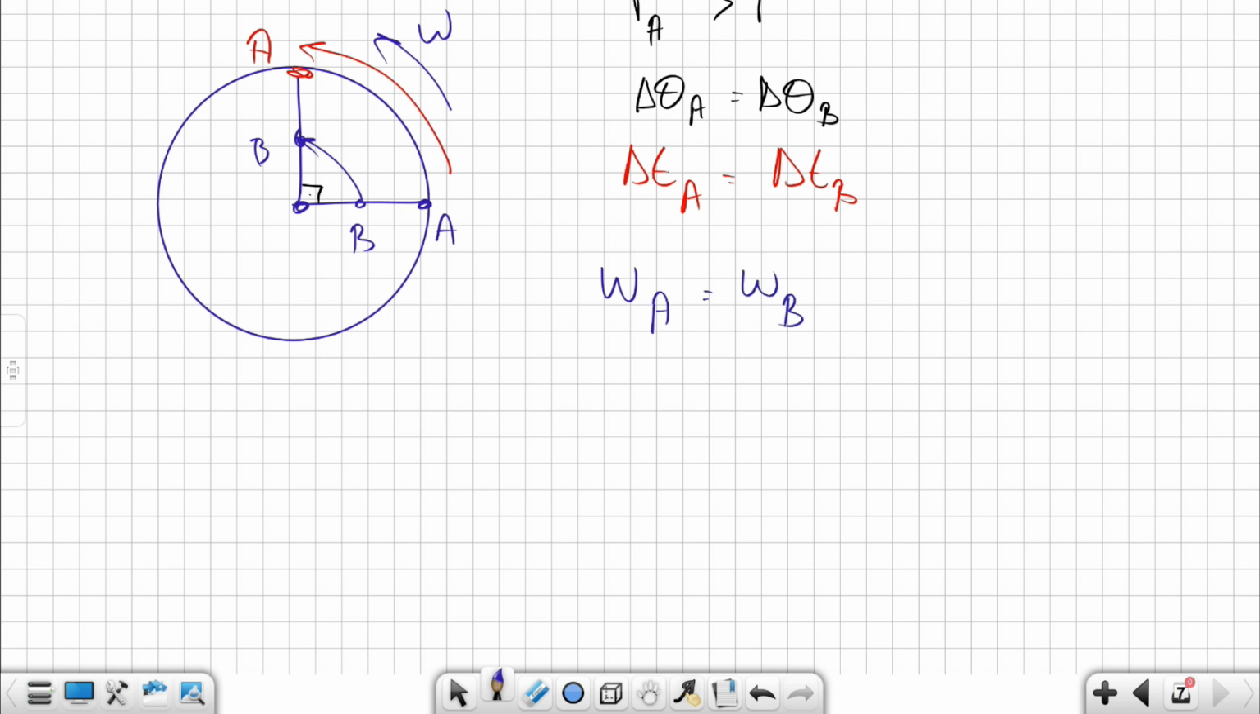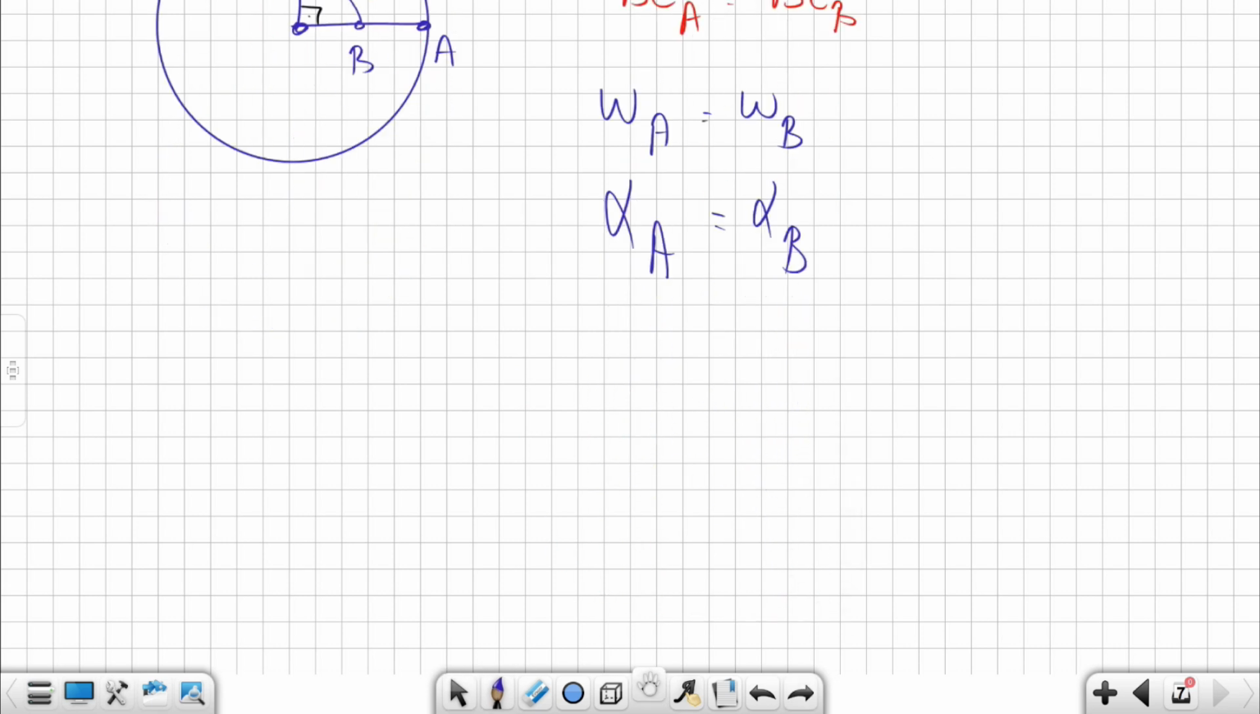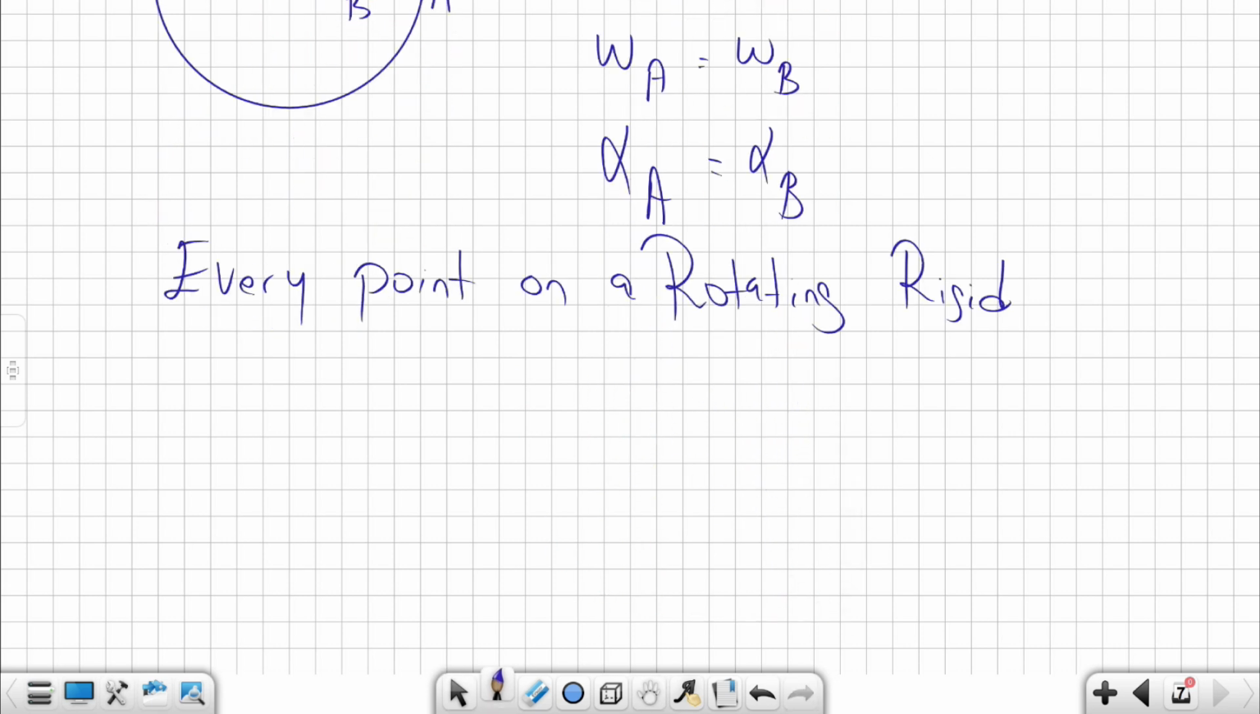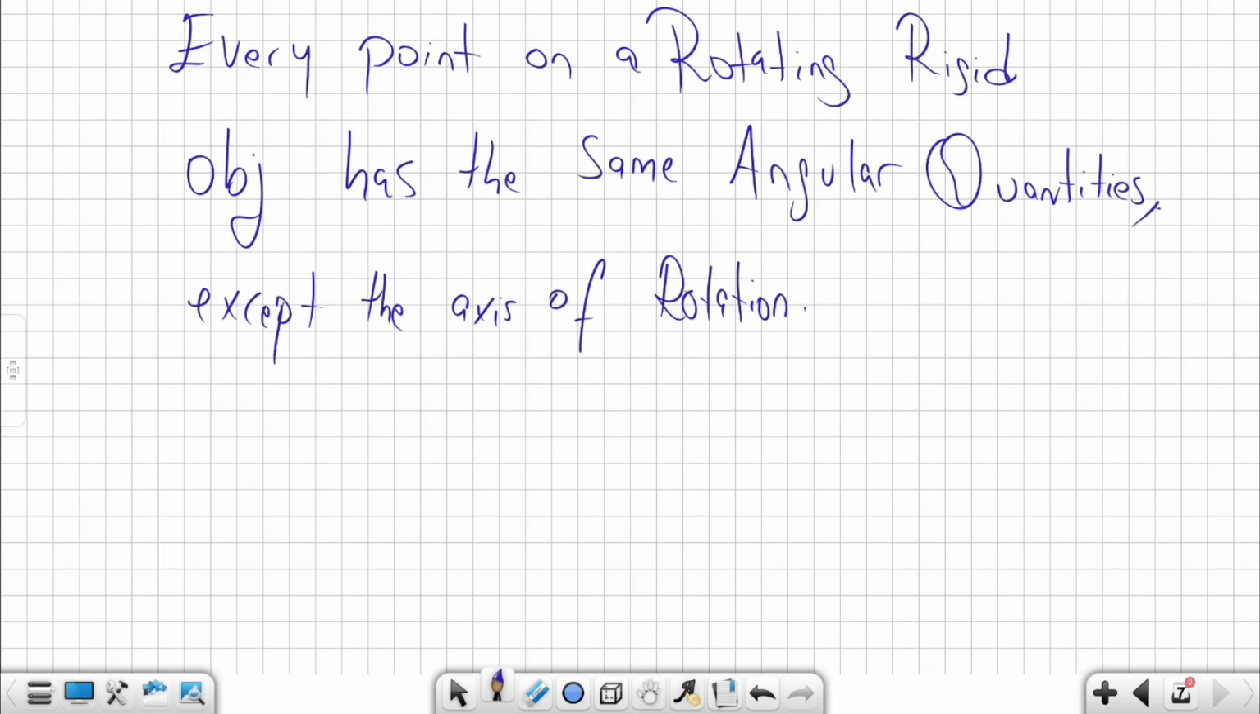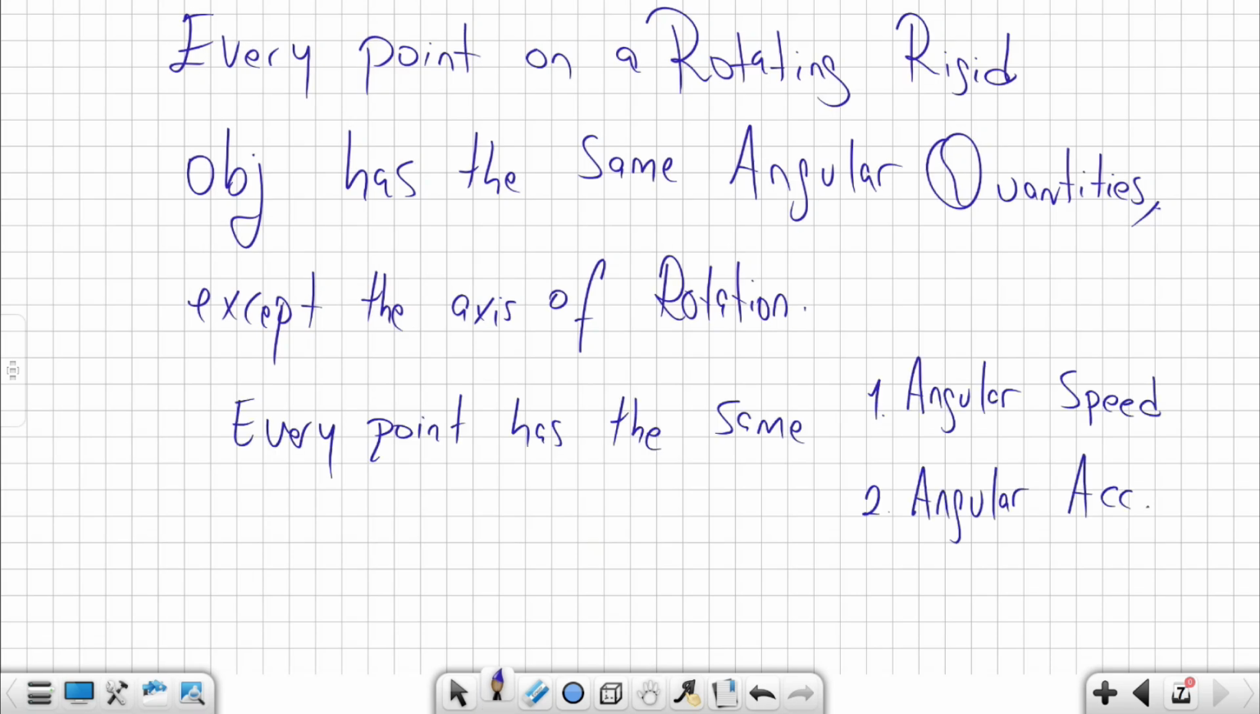And again, if I change omega for A, omega for B also changes. Divide this by delta time, divide this by delta time. What do we get? We get alpha A is equal to alpha for B. We can conclude and say that every point on a rotating object has the same angular quantities except the axis of rotation. So every point has the same angular speed, angular acceleration, and angular displacement. That's all about section 1.